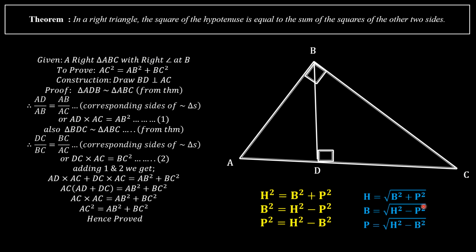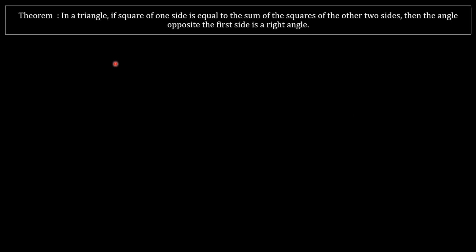Okay, so let's move to the converse of this theorem. Converse means: in a triangle, if the square of one side is equal to the sum of squares of the other two sides, then the angle opposite to the first side is a right angle. This is the converse of PGT, the Pythagoras theorem.